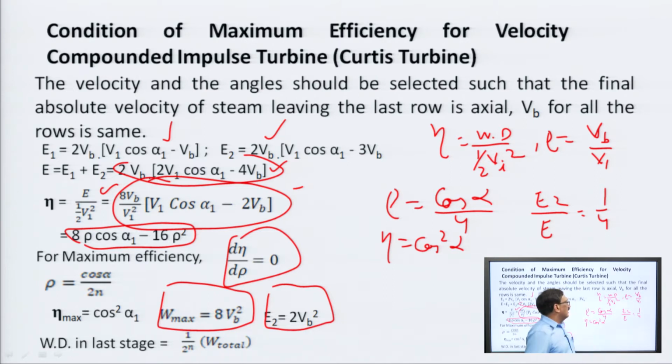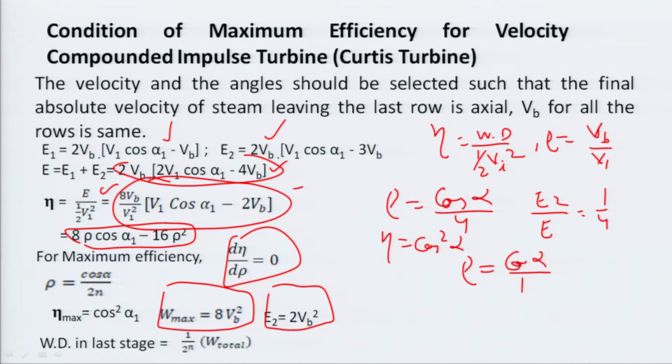In general, any number of stages can be there, we can do it with 3, 4, 5 stages. In general, it is found that when n stages are there, the value of rho is equal to cos alpha by 2n. This is the value of rho, and E2 upon E, the last stage divided by the total, comes as 1 by 2 to the power n of the total work. So, as we see, as the number of stages increases, the work produced by the last stage is equal to 1 by 2 to the power n. A 3 stage turbine is only 1 by 8 times, and 4 stages it will be only 1 by 16 times.